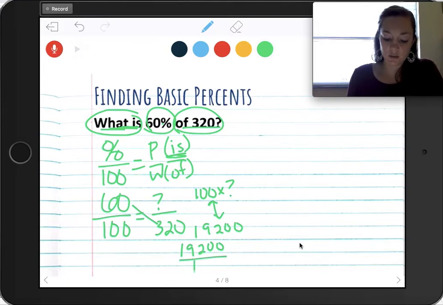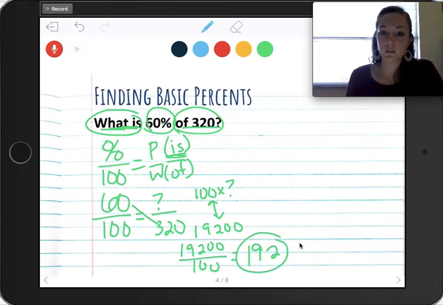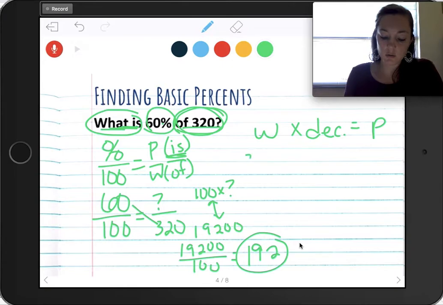19,200 divided by 100 gives us 192 as our answer. What is 60% of 320? If we were going to do it the decimal way, we do the whole times the decimal is equal to the part. So the whole is 320. Make that 60% into a decimal. Remember, we only just moved the decimal 2 times, and we get 192.